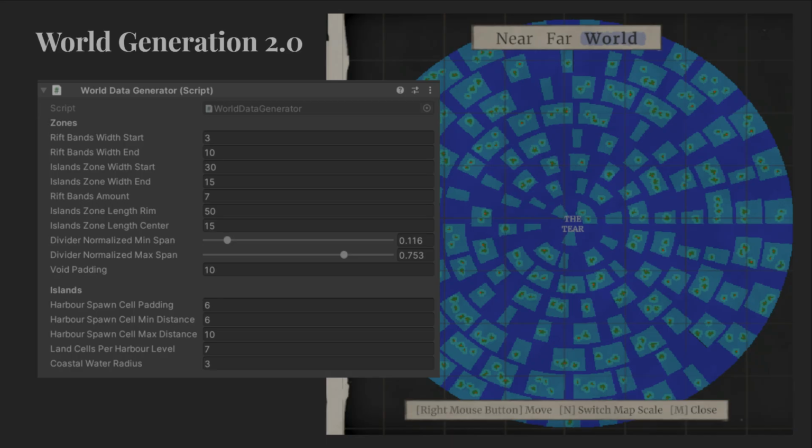This generation was also a lot easier to tweak because I could say specifically, oh, I want this amount of rift bands, and I want each island zone to be these dimensions, and I want this distance between each harbor being generated inside of them. So the parameters for the world generation were much more tied into gameplay than being like, where will all these layers of noise create land? So much faster to tweak.